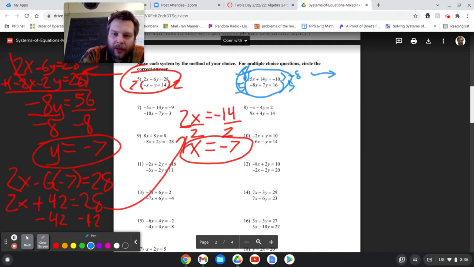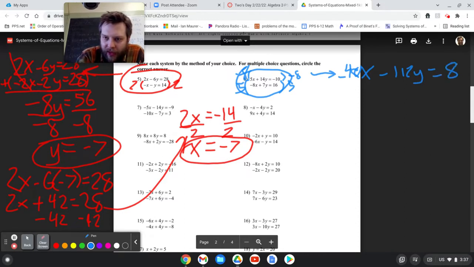Okay, here's my new top equation. Negative 8 times 5 makes negative 40x. Negative 8 times 14, oh, what is that? 8 times 14 is 112. So we have negative 112y. Just use a calculator. That's what I just did. Negative 10 times negative 8 is 80. Bottom equation is multiplied by 5. I get negative 40x because that's 5 times negative 8. I get 35y because that's 5 times 7y. And 16 times 5 is 80.